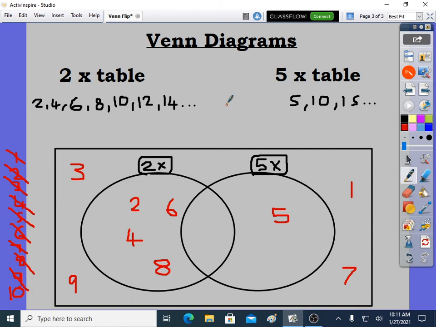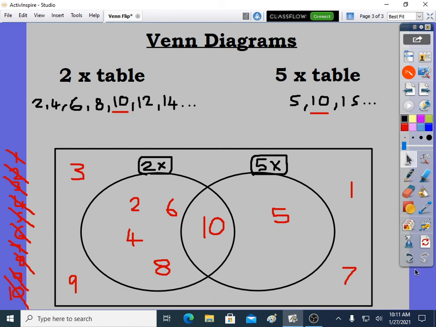Did you get this? 10, you can see it's in the 2 times table and it's in the 5 times table. So 10 goes in the middle. If you want, you could continue putting on the numbers 11, 12, 13, 14, 15 onto the Venn diagram, working out where they go. So that's what Venn diagrams are for.